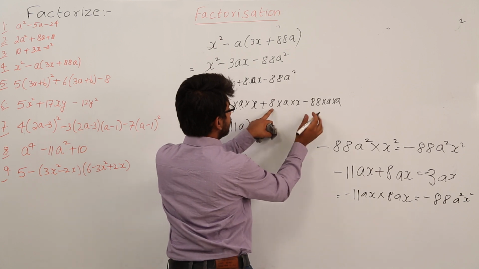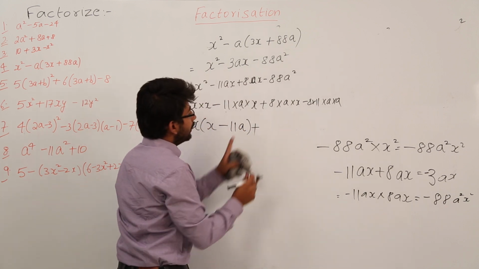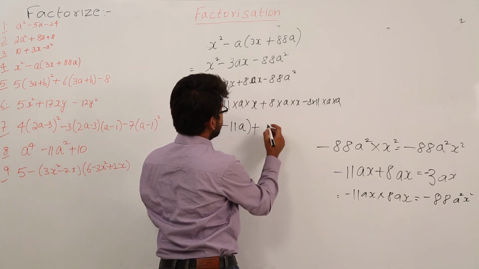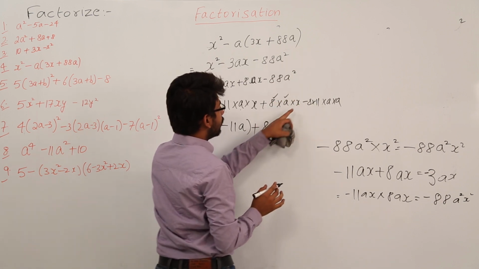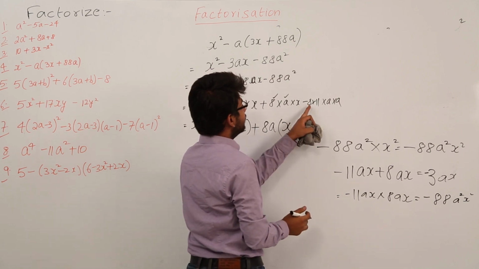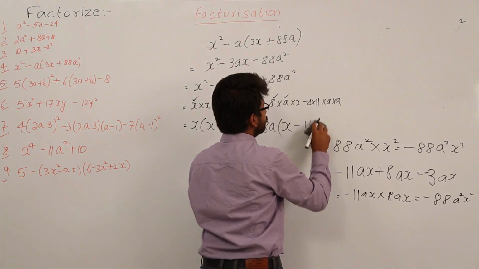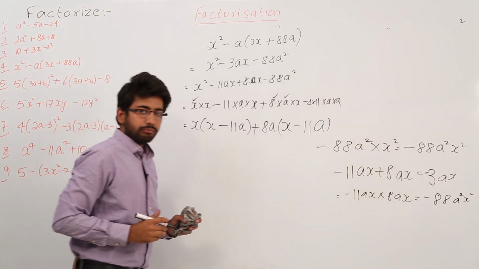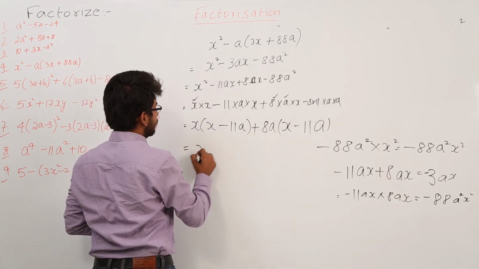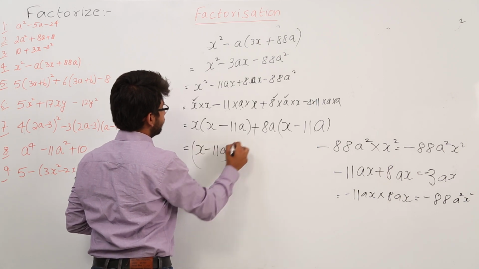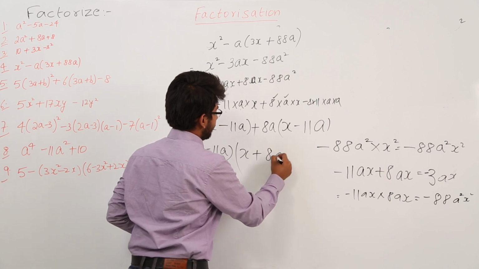Now 88 can be written as 8 into 11, right? If we take 8 and a common, we have 8a. When 8 and a are taken out common, we are left with only x, and in this particular term we are left with minus 11a. Now x minus 11a is present in both components. So let us take out common x minus 11a, and we are left with x plus 8a, right?